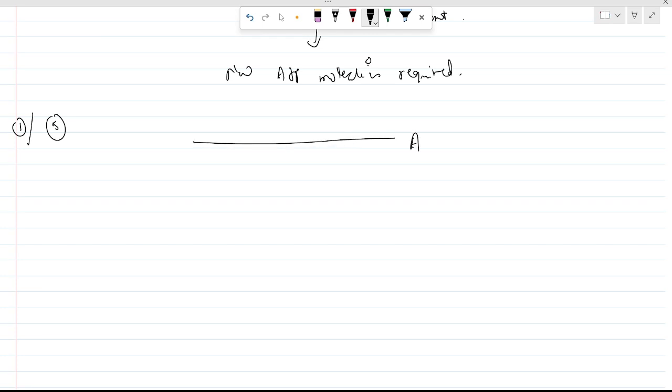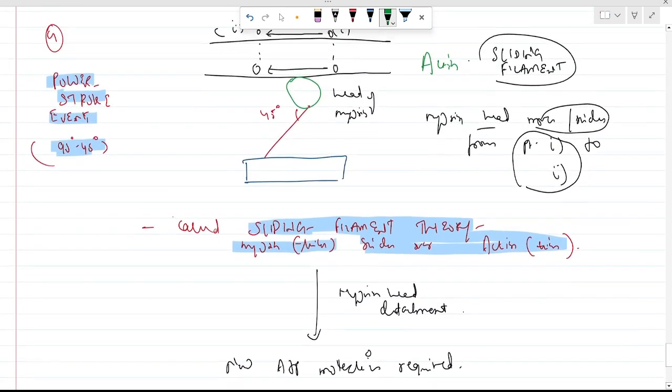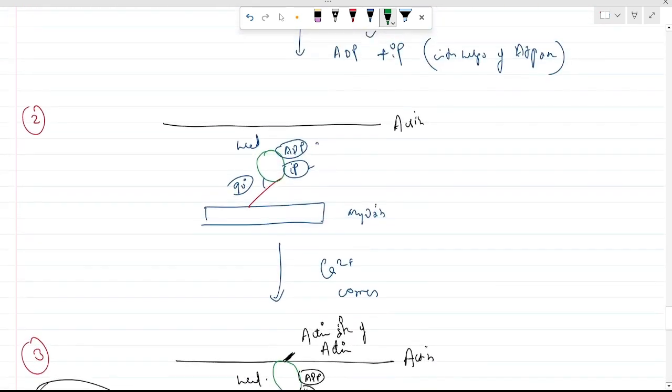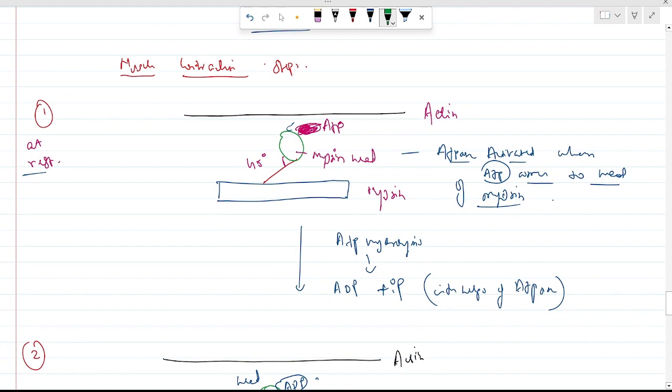Here is your actin. Here is our myosin. This is our myosin head. What is the angle? 45 degrees. This is back to the normal, to the first step. Okay, so this was all about our muscle contraction.